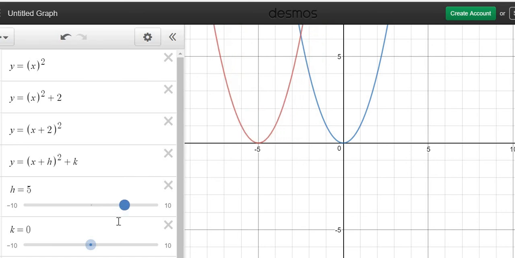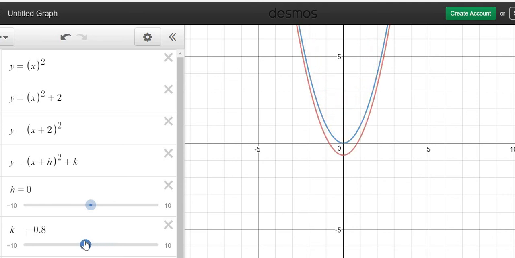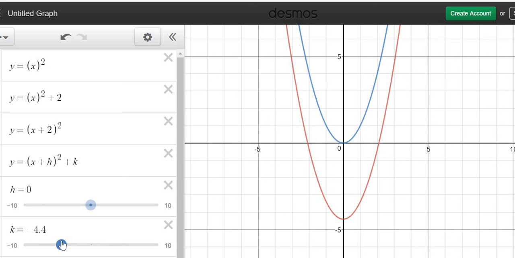All right, and if I move it back to 0 and then move the other one, when I change k, if I move to the right, it's going up. As k is positive, the graph is going up. When k becomes negative, it's going down. As opposed to the other one, see, it's going down.